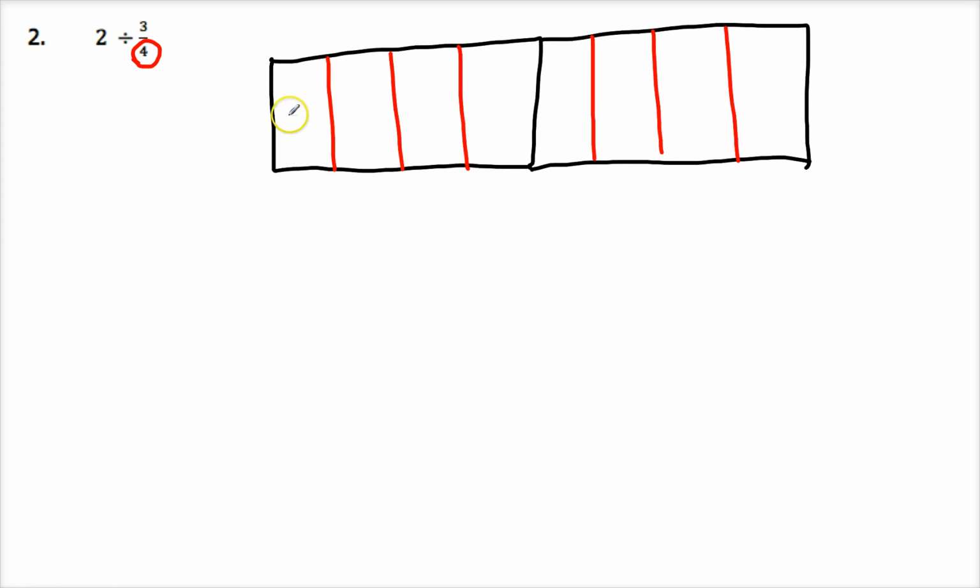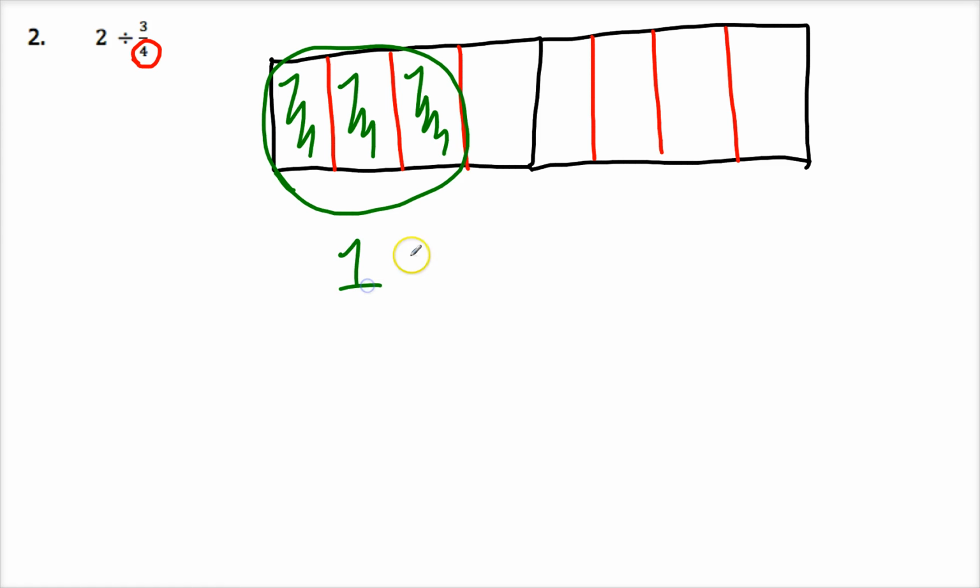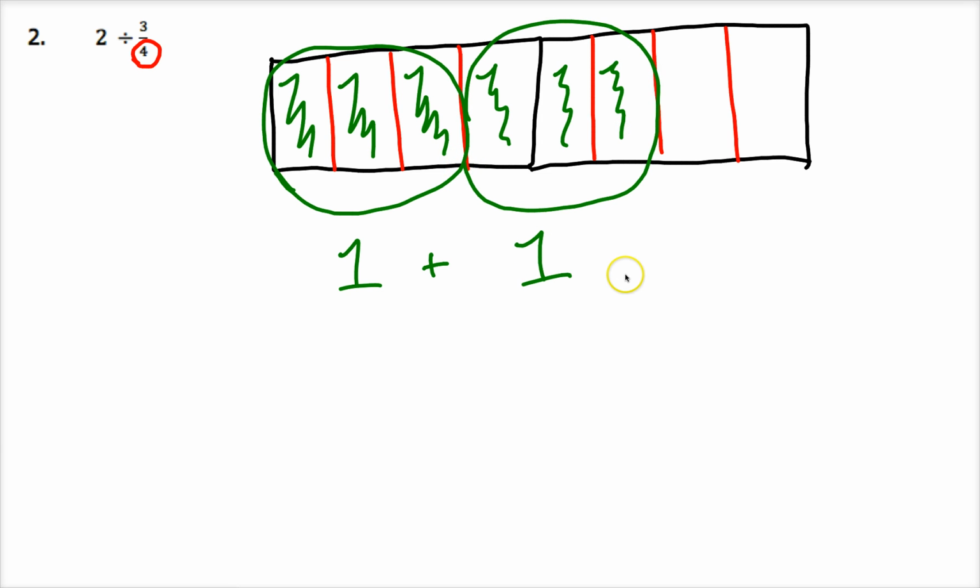So how many groups of 3/4 can I make from the 2 wholes? So 3/4 would be 1, 2, 3 pieces. So there's one group of 3/4. 1, 2, 3. There's a second group of 3/4. And now you'll see that we've run out of pieces to do a third group. Each group has to have 3 pieces in it. Well, I only have 2 pieces remaining.